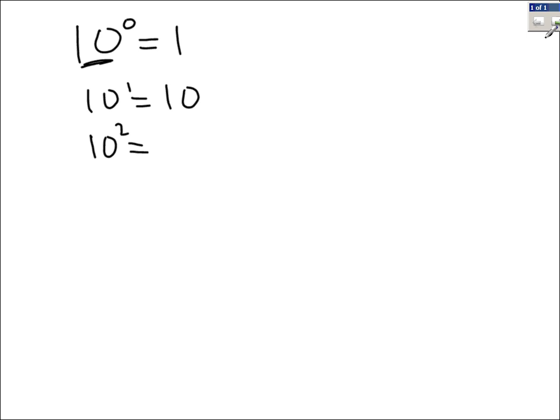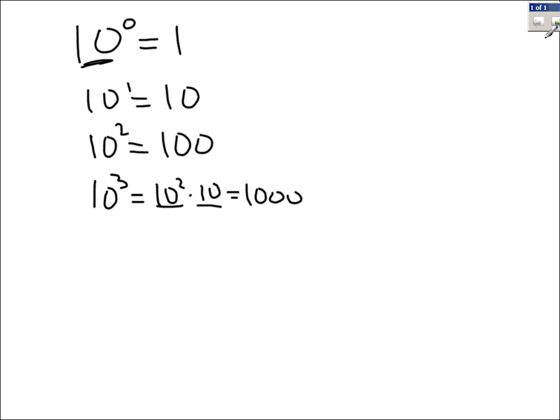Section 6, powers of 10. Remember that we talked about anything to the zero power is 1, as long as the anything, in this case 10, is not 0. But 10 is not 0. 10 to the 0 is 1. 10 to the 1 is 10. 10 squared, that means 10 times 10, is 100. 10 cubed, well, that's 10 squared times 10. It's 100 times 10, which is 1,000.